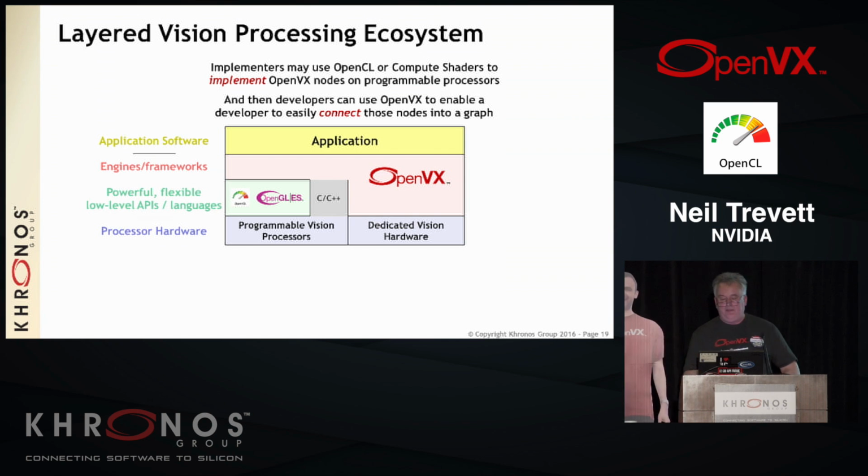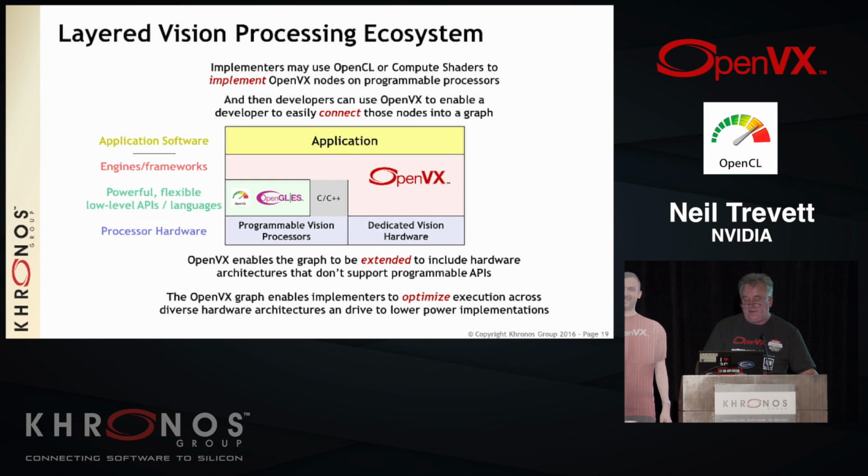Yes, he's confused too. But it actually makes perfect sense because people will often use OpenCL to implement the nodes and then use OpenVX to let the programmer connect the nodes together. And so both can actually be used in a single system.